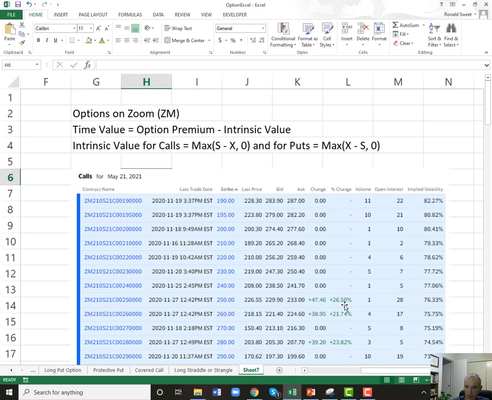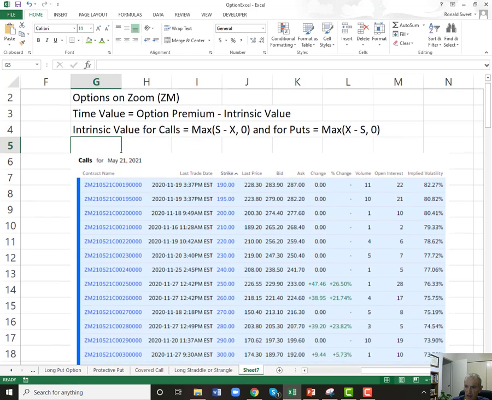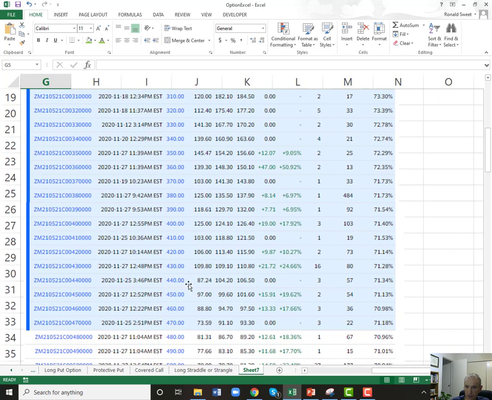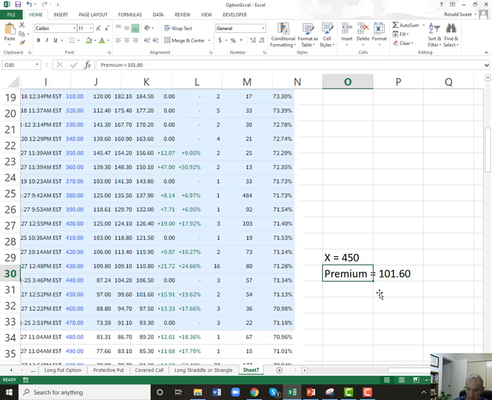So let's try this. Here are some call options from May 21st, 2021 on Zoom. Let's do a calculator. Let's do 450. All right, so let's say the strike is 450. The premium, well, we'll do the ask premium. So 101.60. The premium is 101.60. And so we're interested in how much of that 101.60 is time value and how much is intrinsic value.